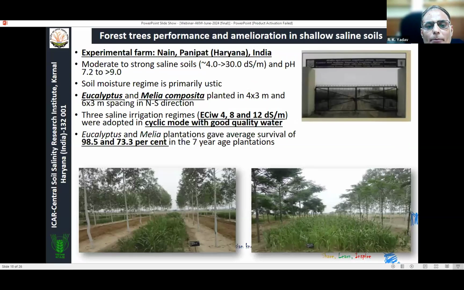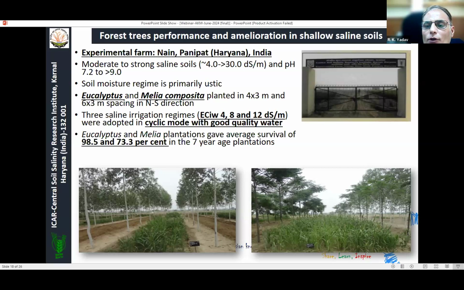We have another farm at Nain, Panipat, in the northern part of the country, where the problem of salinity is there. We developed two models there, one with Eucalyptus tereticornis and another with Prosopis juliflora. Here we judiciously used saline waters with different salinity regimes, right from 4, 8, and 12 decisiemens per meter.